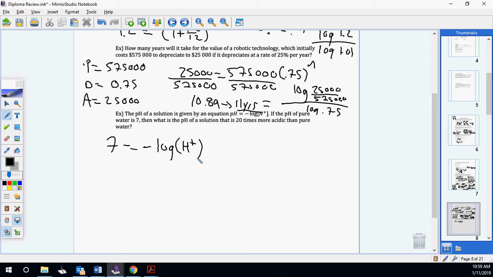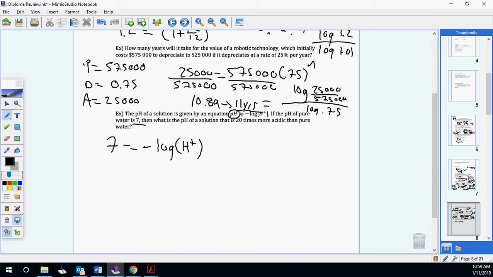So it says the pH of a solution is given by the equation. So it tells me the pH level, right? So I'm putting 7. It says the pH of pure water is 7, so I put it here for pH. And I'm solving for that H plus to figure out its strength, I guess you could say. We're not doing the 20 yet, because we have to figure out what water is and then go 20 times that. So right now I'm figuring out what water is.